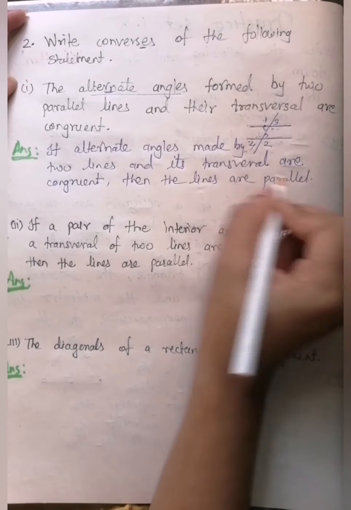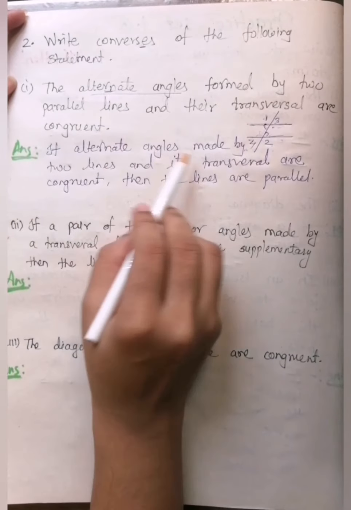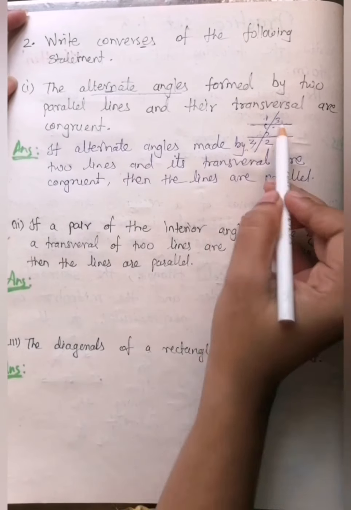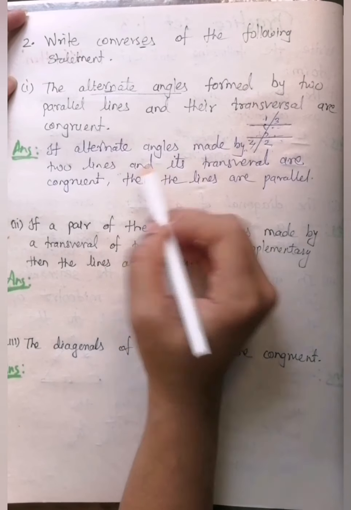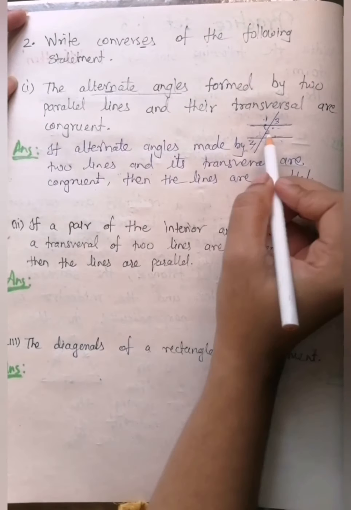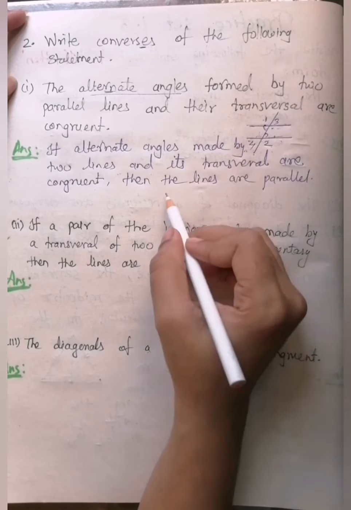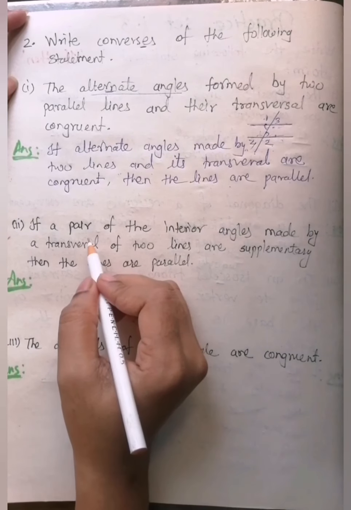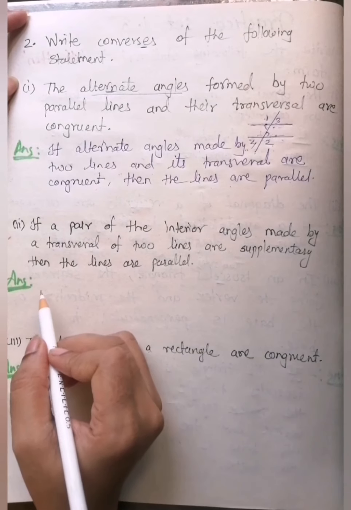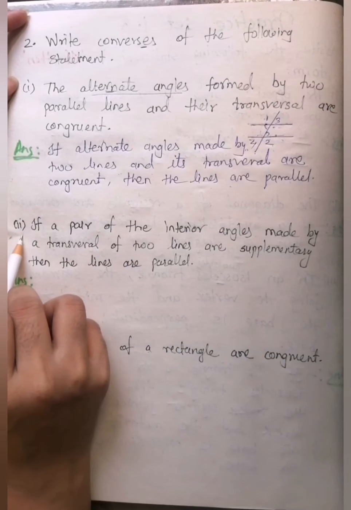Clear? So first write down: if the alternate angles made by two lines and its transversal are congruent, then the lines are parallel. When we get two lines, then we can get the alternate angles. Clear? Now start with the second one.